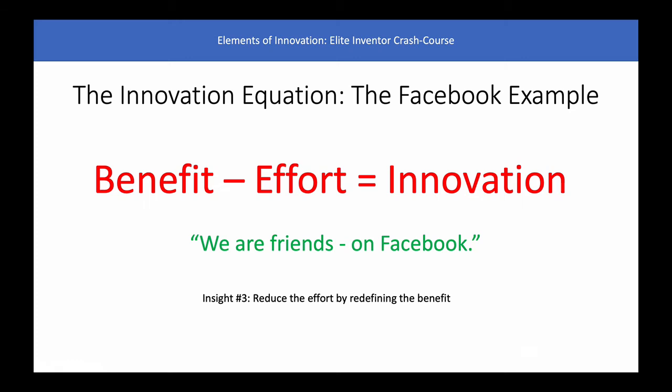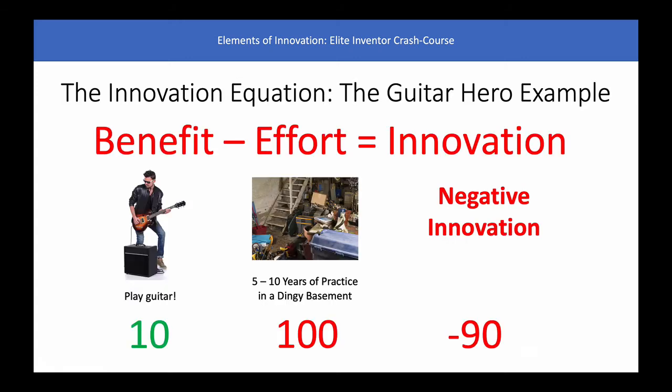To illustrate this further, let's look at another example. Here we have the Guitar Hero example. Let's say you want to achieve the benefit of learning how to play guitar, and on a scale from 1 to 10, that would be a 10. It would be a great thing to be able to do, but once again, the effort might be nearly insurmountable. You're going to have to spend 5 to 10 years of practice for 2 to 5 to 7 hours a day in a dingy basement. Probably not many people willing to go through all of that effort. And that's why there's a lot of people that own guitars that can't play them.